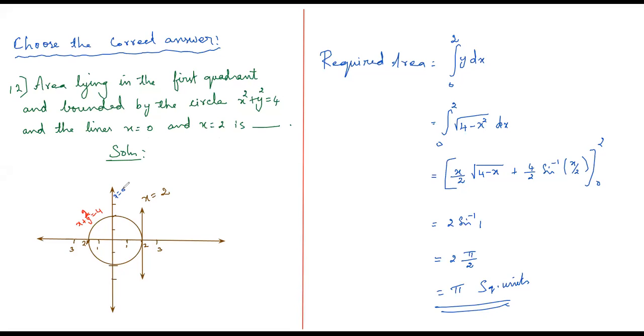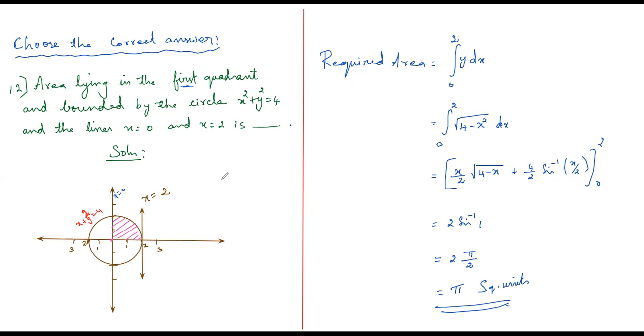And x equal to 2 is a line parallel to the y axis. So you have to find the region bounded by x equal to 2, x equal to 0, and the circle. Actually, it's in the first quadrant alone. So you have to find the area of this shaded region. If you want to find the area of that, know the limit.